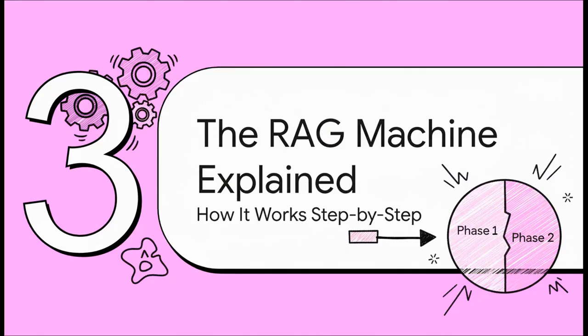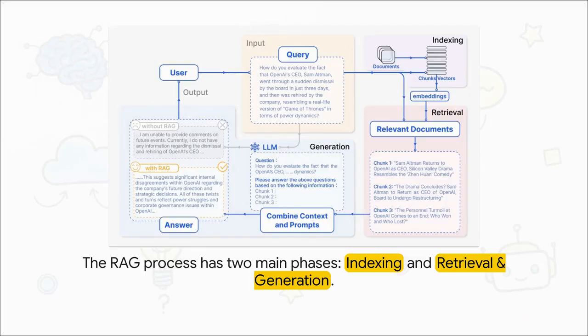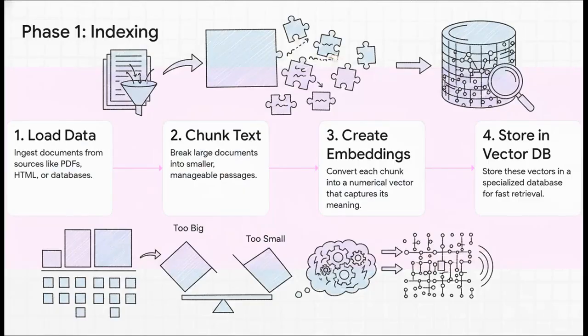Okay, so the concept makes sense, but how does this machine actually work under the hood? It really boils down to two main phases. First, you have an offline process called indexing. This is where we do all the prep work. This is where we build that specialized library for the AI. And then you have the live process, retrieval and generation. This part happens in real time every single time a user like you asks a question. Let's start with indexing.